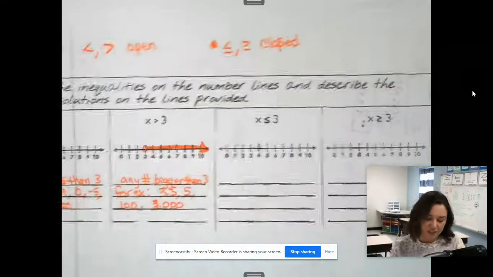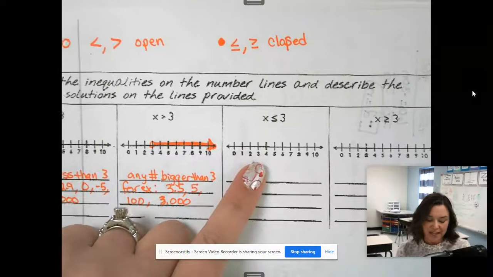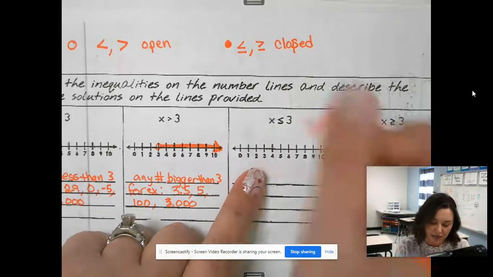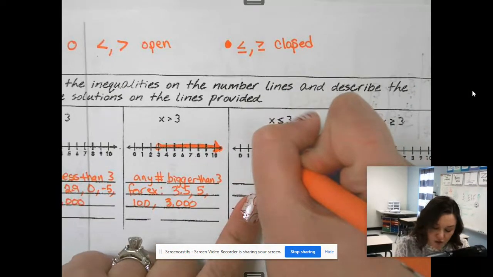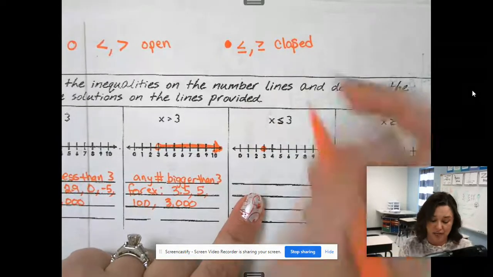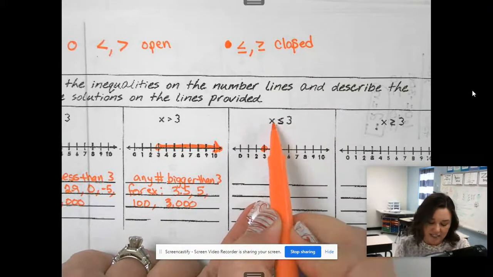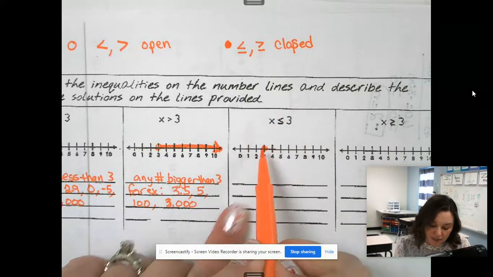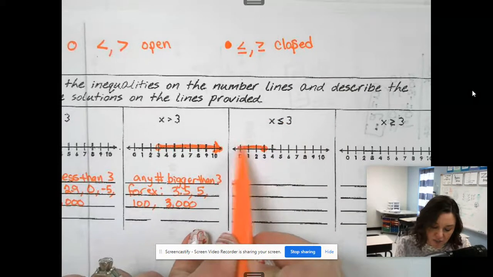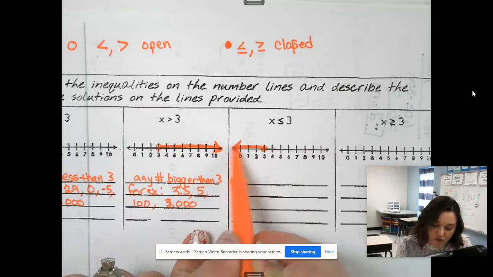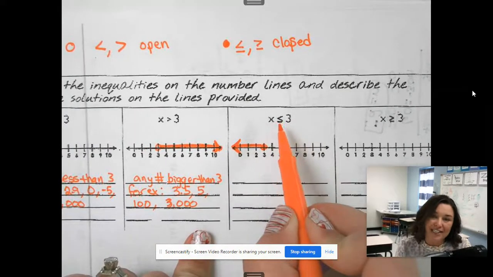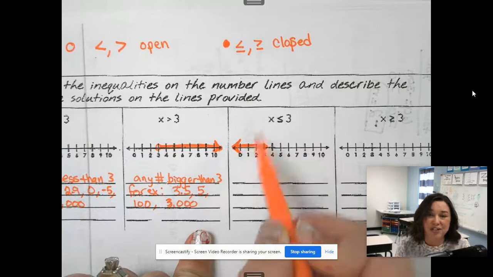But then if we go over here to this closed circle, X is less than or equal to 3, that means it's closed because it's actually touching 3. You can include 3 here. And it says less than. So less than means we're going to shade to the numbers that are smaller than 3. If you notice, that arrow looks like it's pointing to the left, and we're shading to the left.